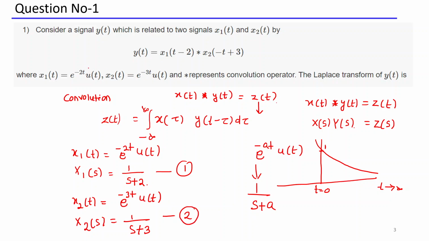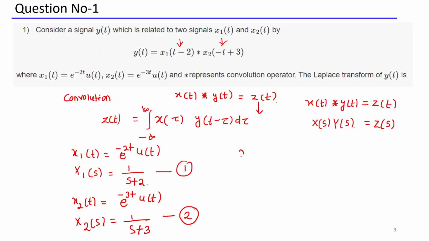But the question asks you to find y(t), where x1 is time shifted by 2 units, and x2(t) is time shifted in the negative direction and then added with plus 3. So first of all you have to understand what this time shifting is. Then you have to find y(s). You have to find the Laplace transformation of this signal and of this signal, and multiply them. So first of all, if your x1(t) is this one, let me quickly draw it on the right hand side.